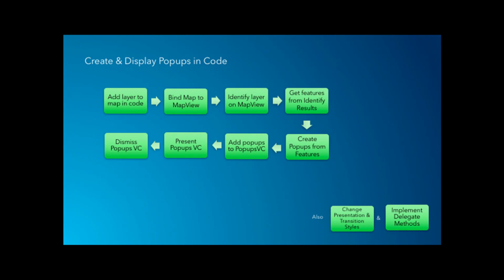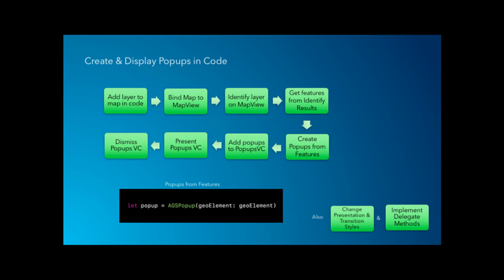except in two places. First, you don't get pop-ups from the identify results because there aren't any to start with. You just get the features. Next, you need to create the pop-ups in code from the features. And that's simply done with this line of code. The method takes in a geo element parameter. A geo element can be a feature or a graphic. In our case, it would be the feature from the identify result.